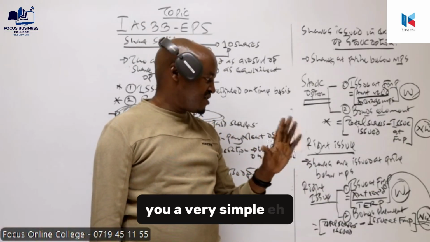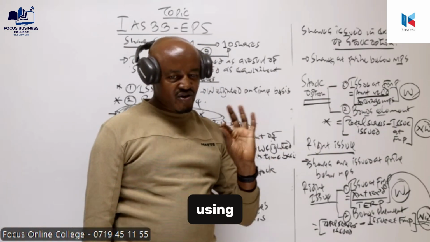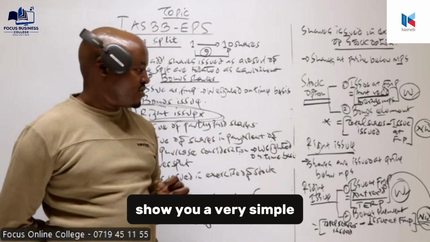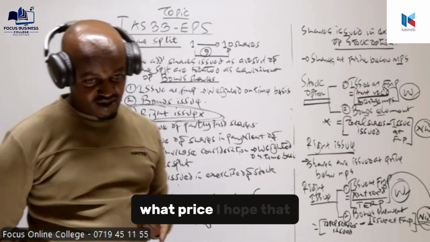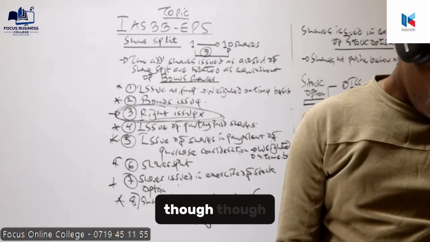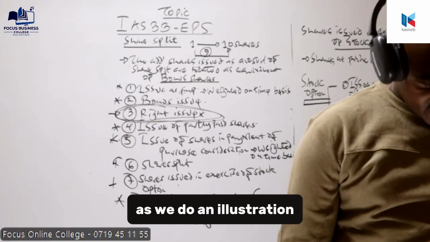I'll show you a very simple approach of computing the same, because in FM there was a formula you were using. Do you need to cram that formula here? No. I'll show you a very simple approach of computing the theoretical ex-right price. I hope that Fred is clear. I hope that is clear. No need to worry, you'll understand this better as we do an illustration.